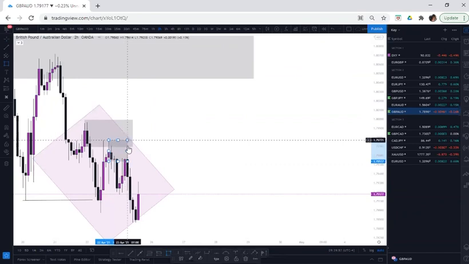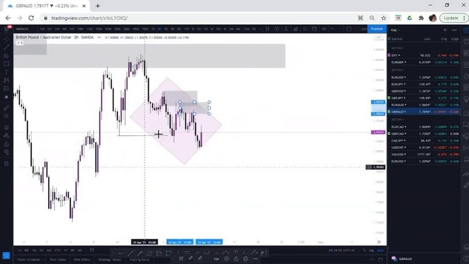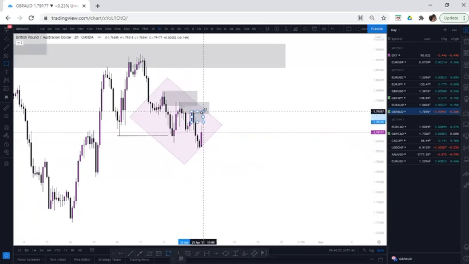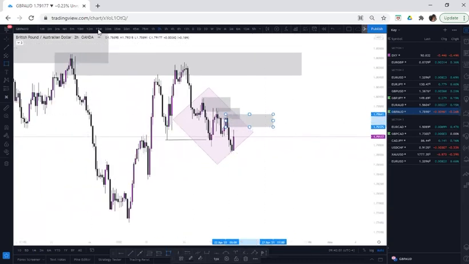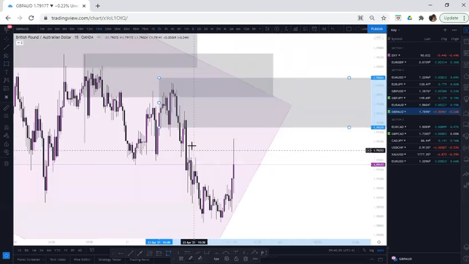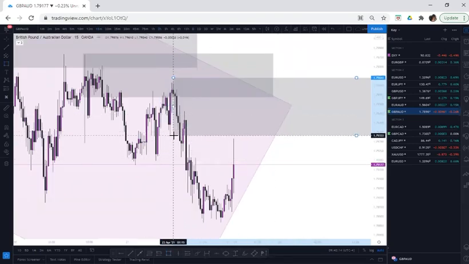This is another sponsored candle. It returned and we got another break. So we know that this candle here is unmitigated. Yeah, so that's it. This is cleaner on the 15 minutes.